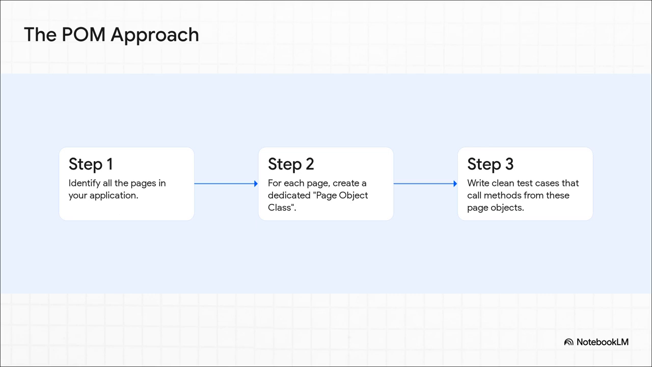And getting started with this is actually pretty straightforward. Step one, just look at your app and identify the different pages or big components. Step two, for each of those, you make a dedicated class, a login page class, a homepage class, a search results page class. You get the idea. And then step three, you just write your tests to call the methods from those classes. It creates this beautifully clean, readable flow.